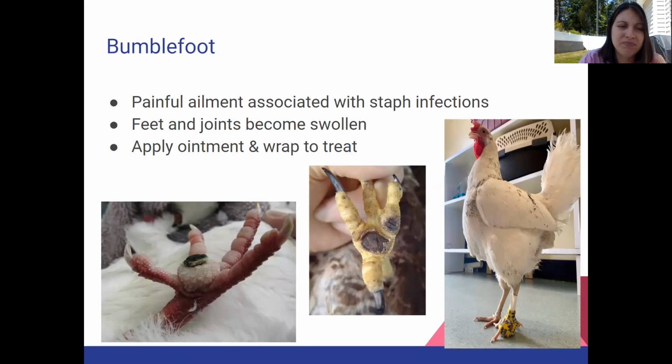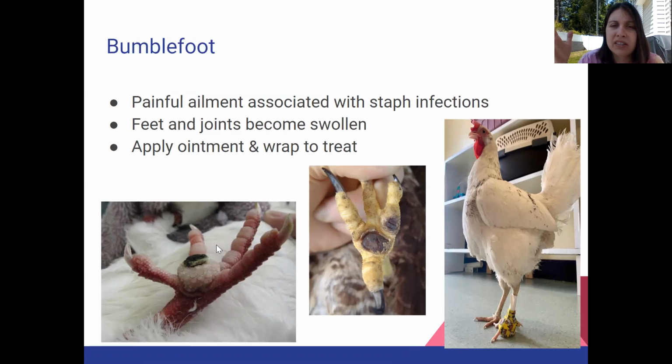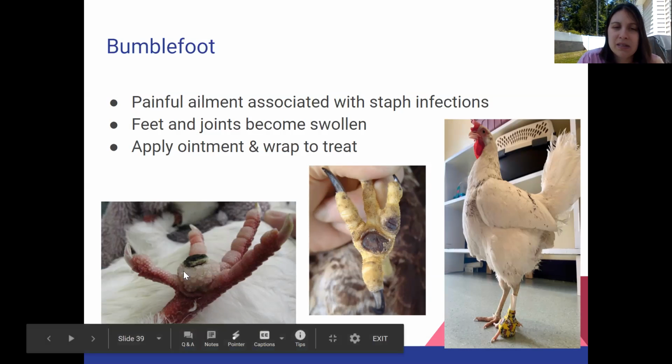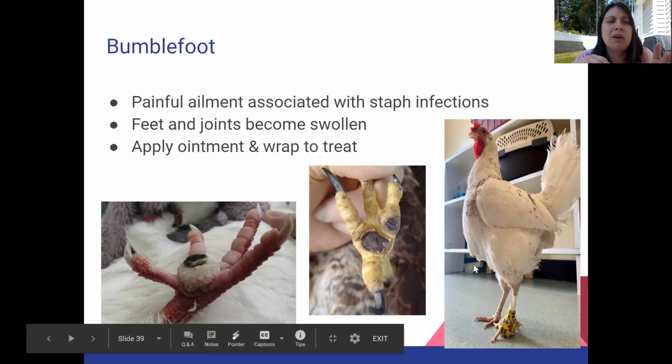Bumblefoot. Bumblefoot is basically inflammation of the feet and the joints on the bird that's caused by a staph infection. So you'll end up seeing this main part right here of the foot swelling up due to the staph infection. You can end up using an ointment.